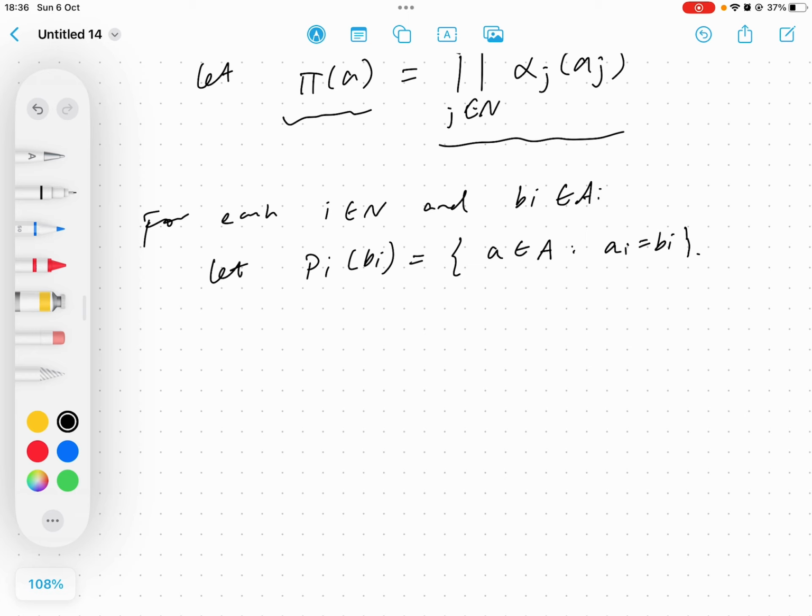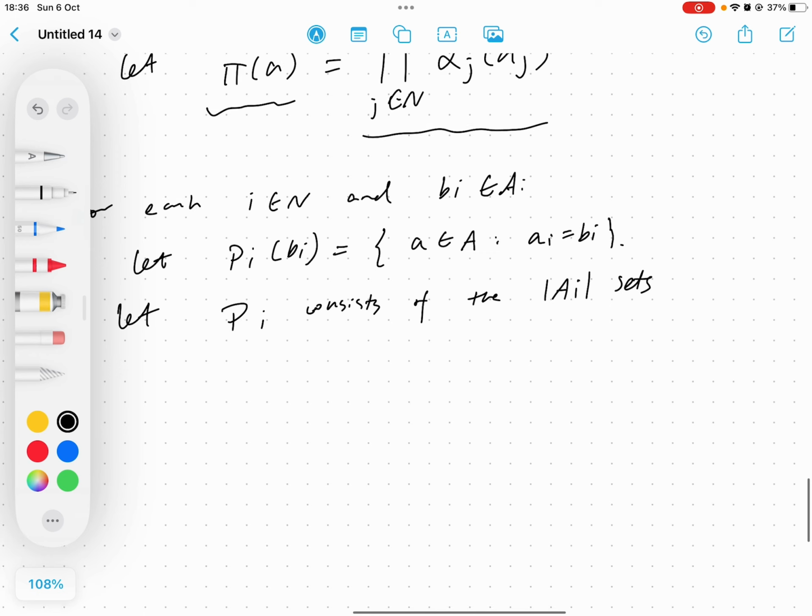And further, let this curly pi consist of the cardinality of A_i sets, that number of sets P(b_i). The reason we're doing this is because, remember, in the battle of sexes each player has two possible actions, right? So we respectively define each action into one partition. So that's the meaning of that: just put one action to one partition.